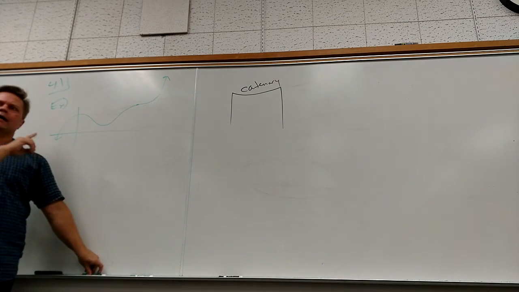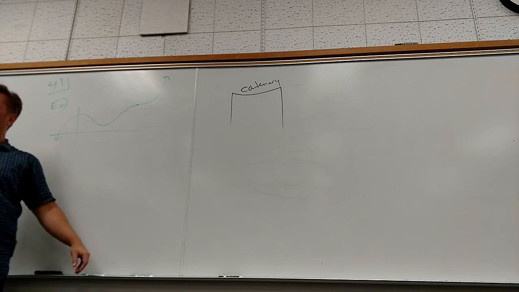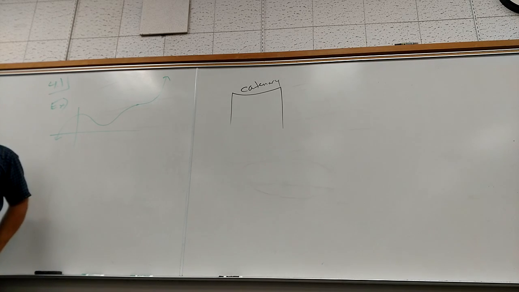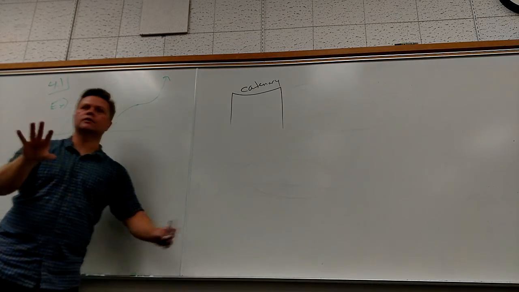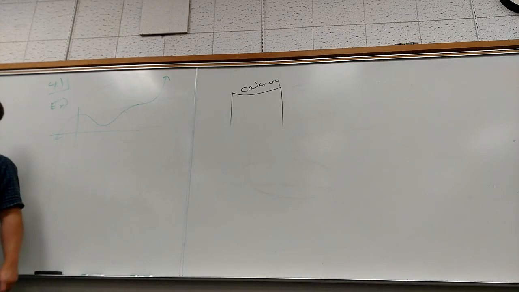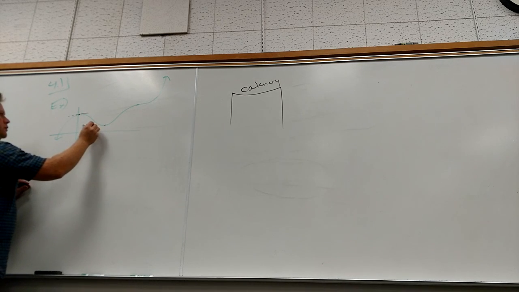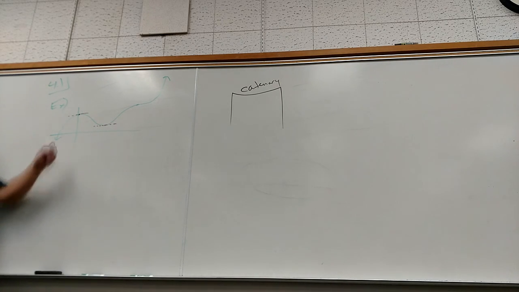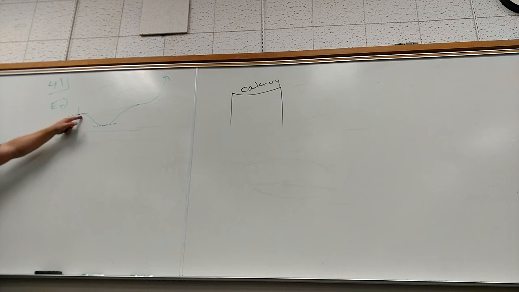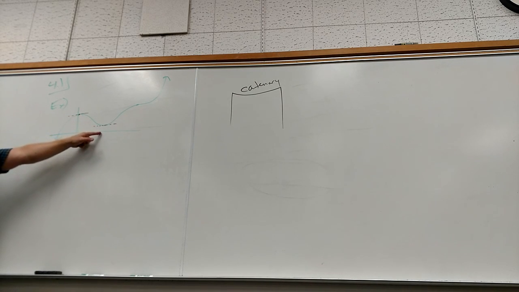Where does this guy have horizontal tangent lines? I'll tell you there's 3 places that I tried to show you. Obviously, it's going to be at the peak and valley or trough, right? So here's a place with a horizontal tangent line. Here's a place with a horizontal tangent line.